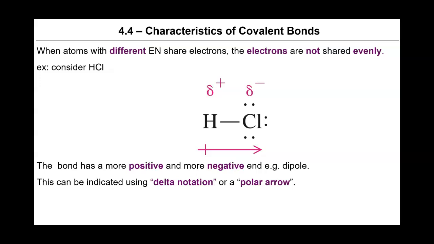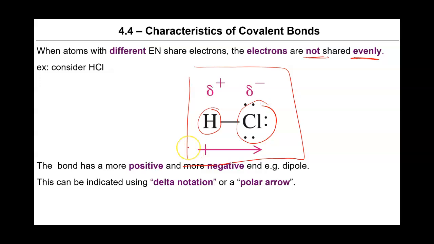So just recapping, when atoms of different types bond to one another via covalent bonds, the electrons might not be shared evenly. For example, in hydrogen chloride, because hydrogen has a much lower electronegativity value in comparison to chlorine, this means that the electrons are sucked towards the chlorine end of the molecule. We can indicate this using either delta notation or with a polar arrow. We draw a polar arrow so that the arrow is directed towards the end of the bond where the electrons are being pulled, and then the other end of the bond is turned into a plus sign.